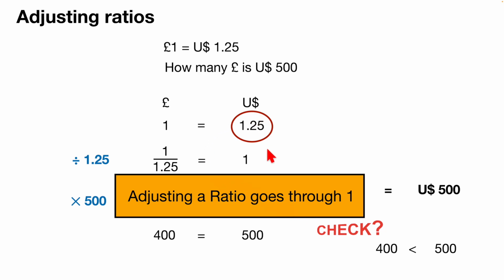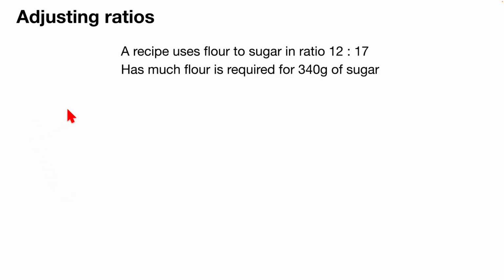The key point is that we go through this 1 here and then multiply out. Let's give another example. A recipe uses flour to sugar in the ratio 12 to 17. How much flour is required for 340 grams of sugar? Right, okay, let's do our little table. 12 of flour equals 17 of sugar. I want 340 grams of sugar, so I need to get this to be 1. Very simple, I divide by 17.